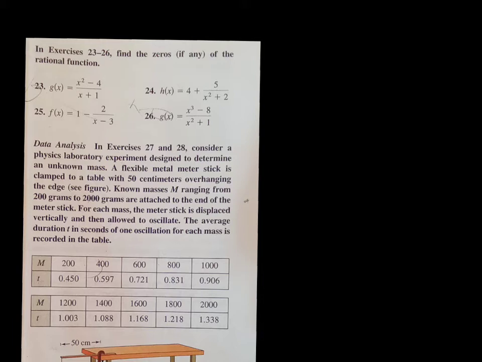It says find the zeros, if any, of the rational function. And they don't really specify whether those are zeros on the x-axis or on the y-axis, so we can find both. Well, I guess hold on, I'll just check to see what they're looking for here. Okay, it looks like they're just talking about the zeros on the x-axis, and usually that is what a zero implies. But you find it the same way as any other function that you're given.